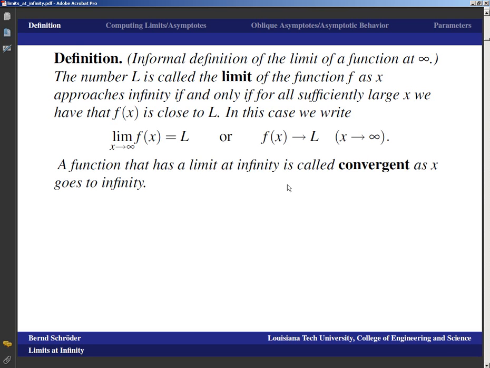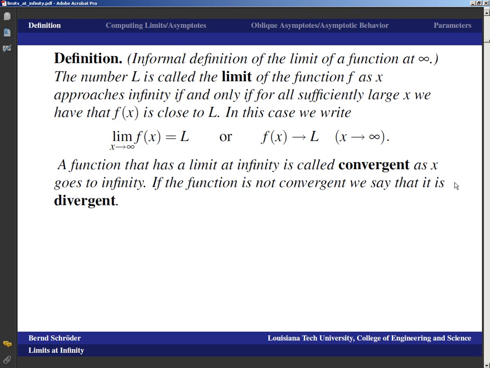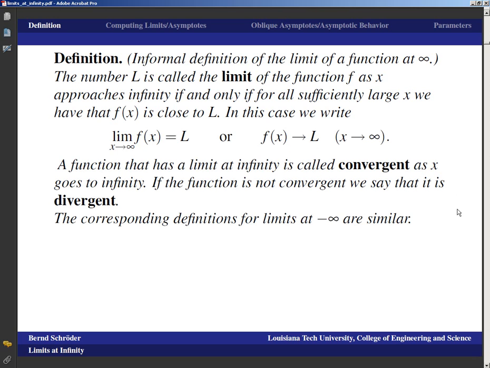A function that has a limit at infinity is called convergent as x goes to infinity, and if it's not convergent, we will say that it is divergent. The corresponding definitions for limits at minus infinity are, of course, similar, and again, we've just built some vocabulary. Let's see what it does.